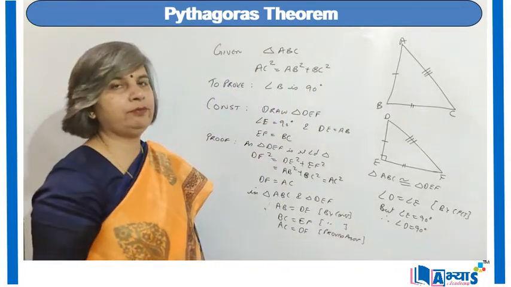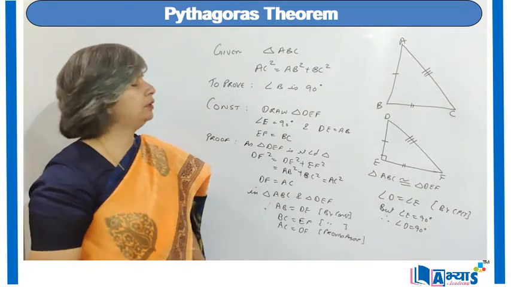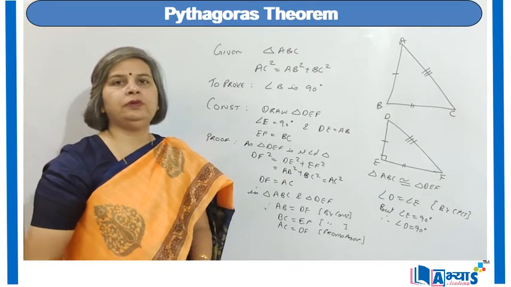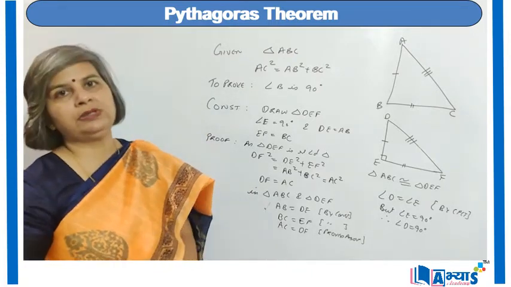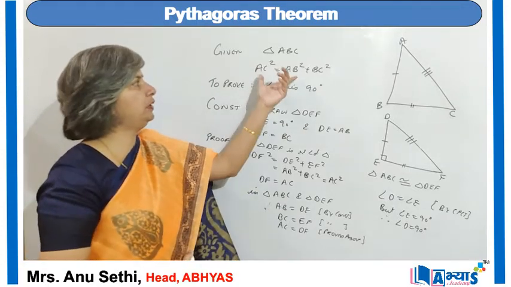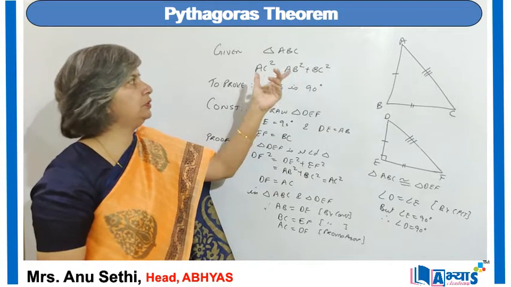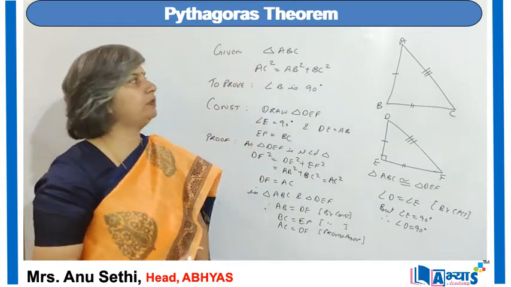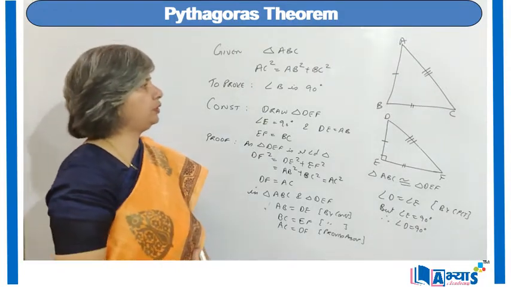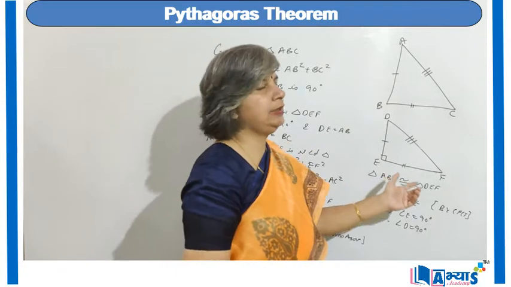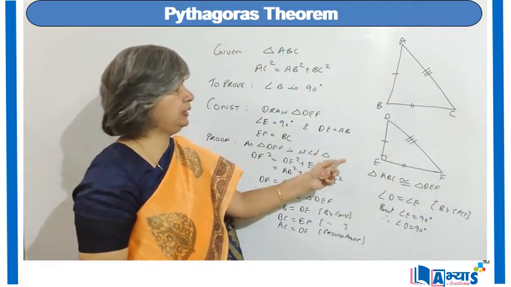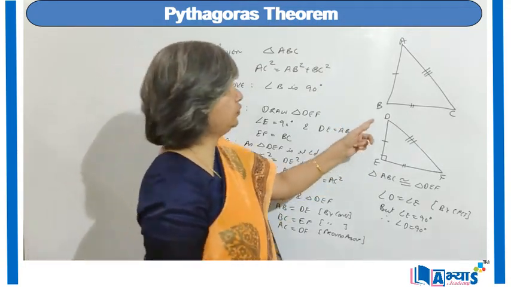So this is how we have proved the converse of the Pythagoras theorem, because according to the Pythagoras theorem we know that the hypotenuse square is equal to the sum of the squares of the two sides, and in the converse we have been given that the relation is true. That means AC square is equal to AB square plus BC square, and we were supposed to prove that angle B is 90 degree. So we have done a construction. We have drawn a triangle DEF such that angle E is 90 degree, DE is equal to AB and EF is equal to BC, and we have joined DF.